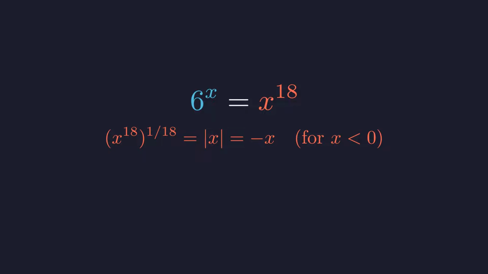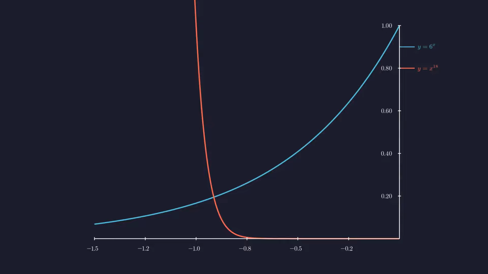Let's visualize this by plotting both sides of the original equation for negative x values. Here we have the blue curve showing y equals 6 to the power of x, and the red curve showing y equals x to the 18th power. And they intersect exactly once in the negative region. Let's apply Newton-Raphson to find this solution as well.